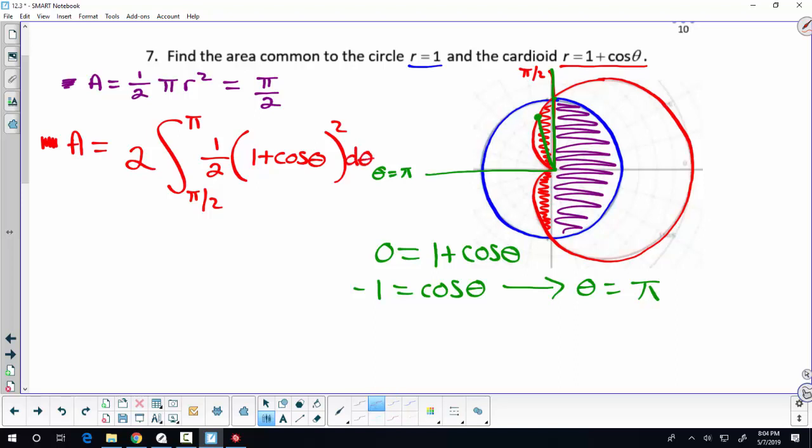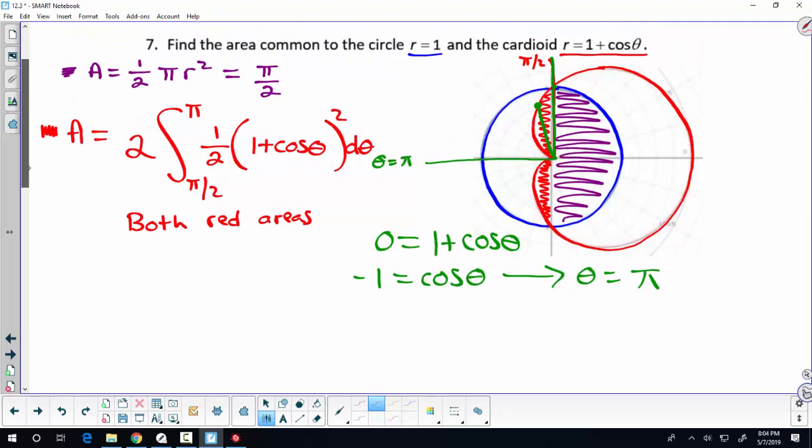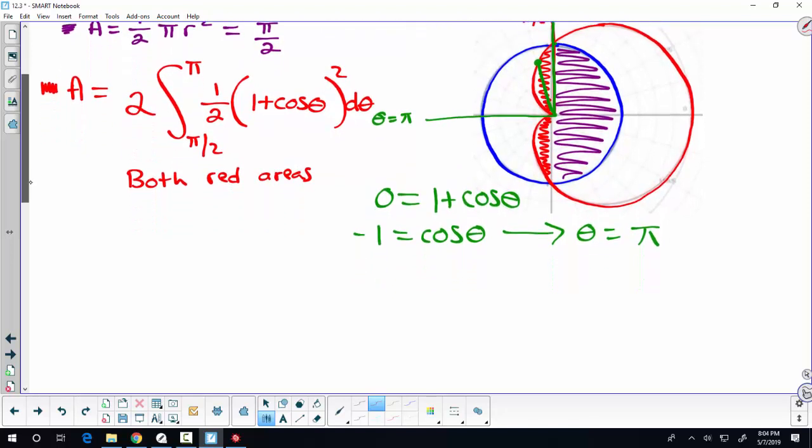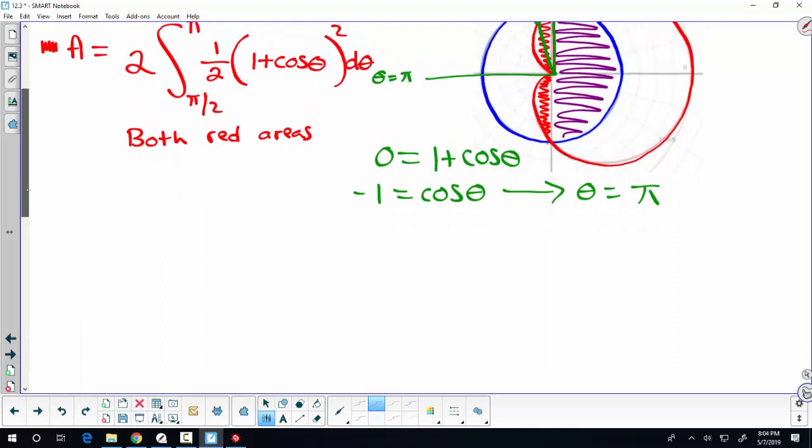And so that's going to give us, since we doubled it, both of the red areas when we compute that integral. So we're going to compute that integral and then add our result to the pi over 2 to get the area of that beam. Yes.